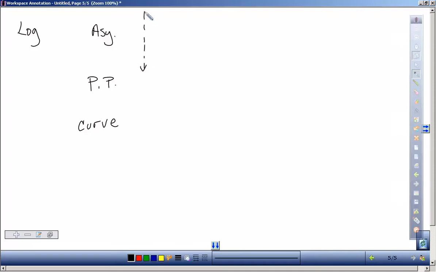So instead of having a horizontal asymptote, that means we are going to have a vertical asymptote. That's going to be different. The pivot point, instead of being above the asymptote, it's going to be to the right of the asymptote. And then the curve is still either going to be a growth or a decay. So it's going to go up this way or get down closer, or it's going to be a decay, and it's going to get closer on this side and then shoot out on that side. So we have growth and we have decay.